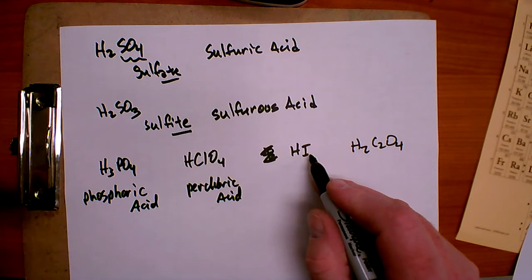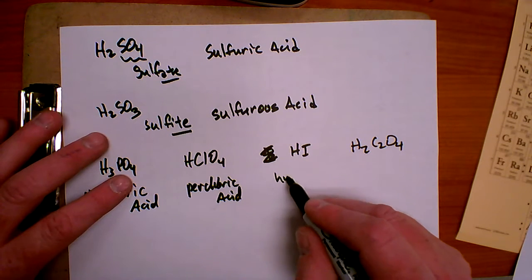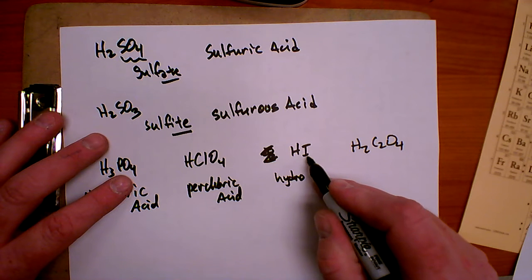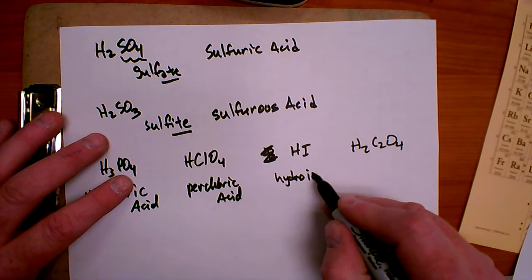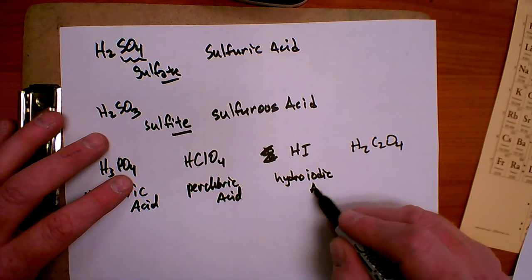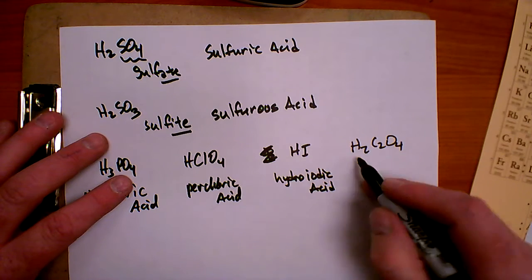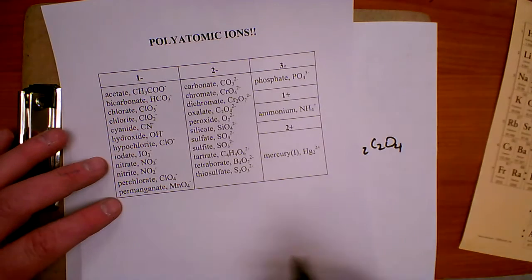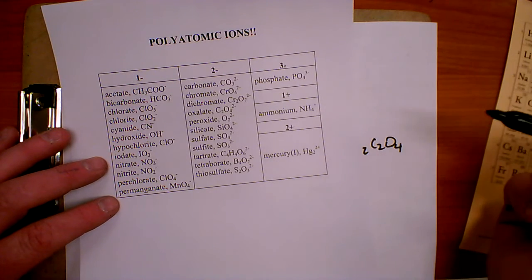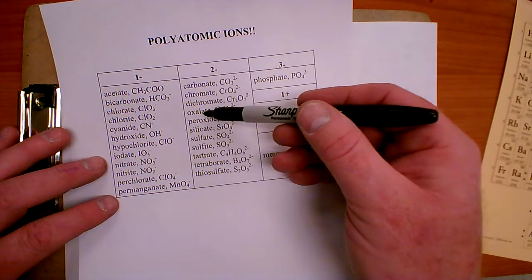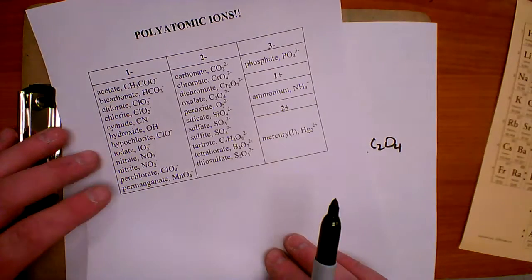HI, that's a binary. So that's going to begin with a hydro. Hydro with the stem here, iodic acid. Hydroiodic. And then H2C2O4. I've got to find C2O4 on here somewhere. I'm looking around, and C2O4, here it is. That's oxalate. So that's going to be oxalic acid.